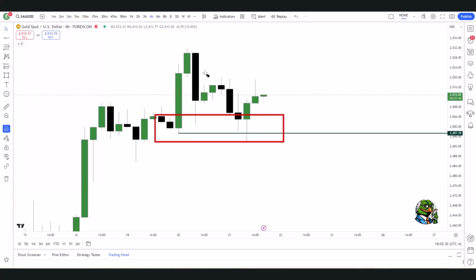And so I'll be looking for these equal highs, and timing is going to be the key. I won't be surprised if these highs are taken.